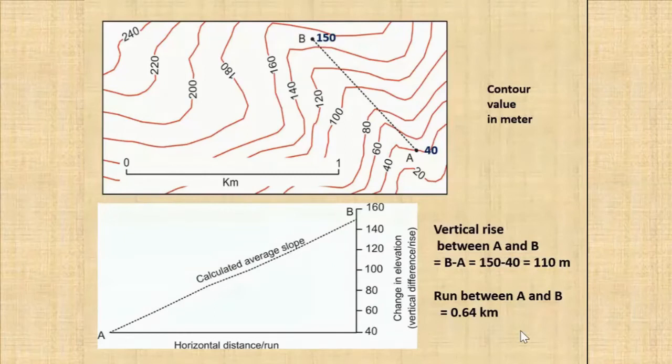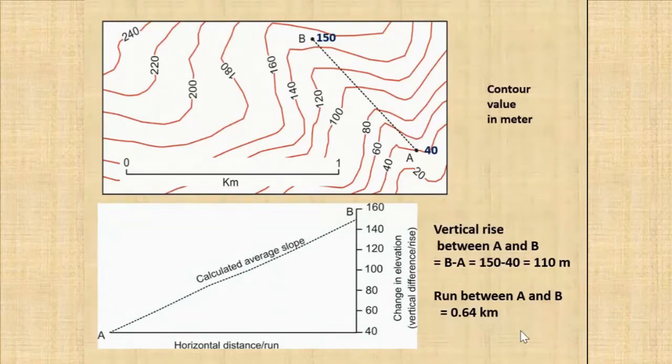Now we have to calculate the horizontal distance, that is run. So here at the bottom of the contour map, you can see there is a scale in kilometers. So this distance, that is 0 to 1, is 1 kilometer. With the help of this scale, we can measure the distance between point A and point B.